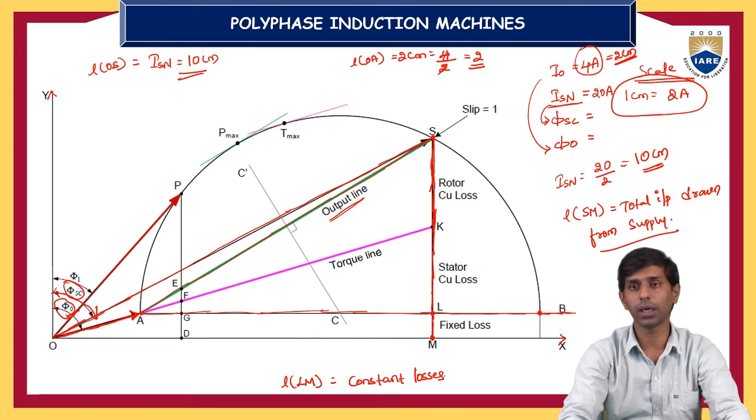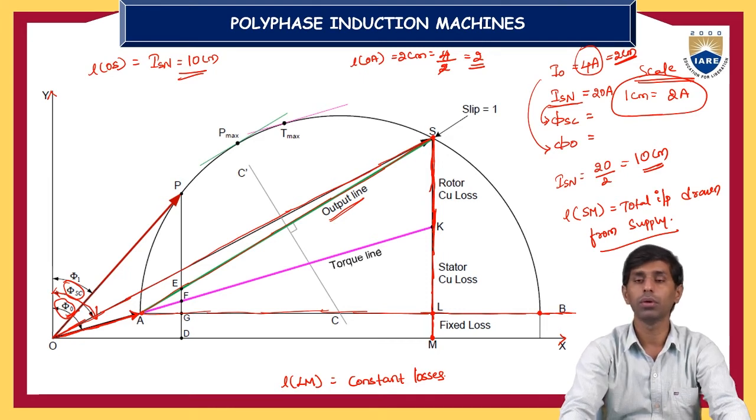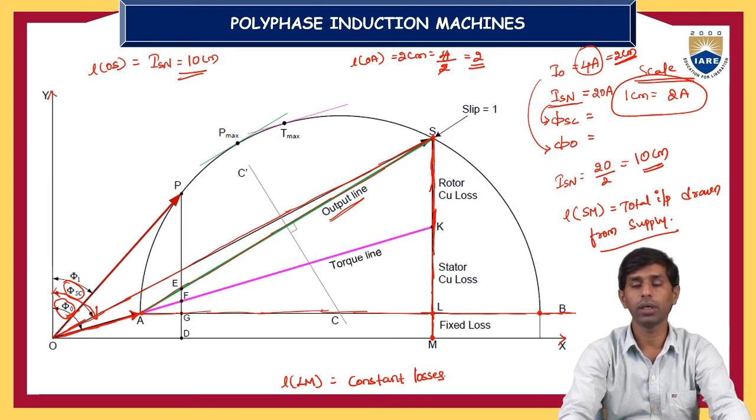If it is a slip ring induction motor, by default we can split the entire losses equally, half for rotor copper losses and half for stator copper losses. But if it is a squirrel cage induction machine, we have to divide the rotor losses and the stator losses by a proper proportion, a proper value that we have to calculate.